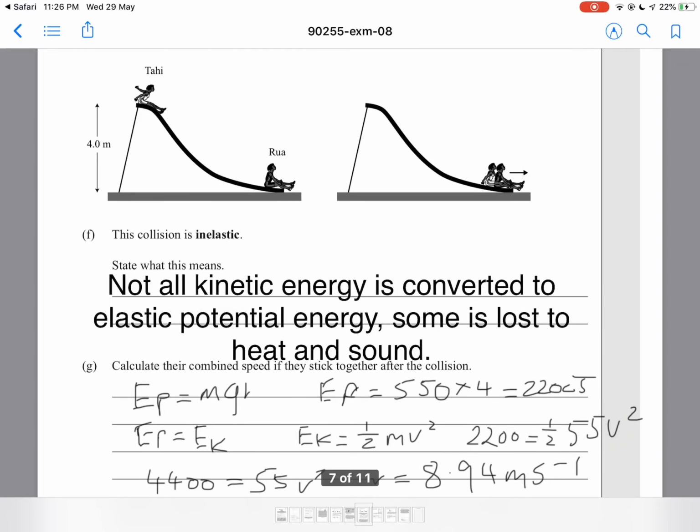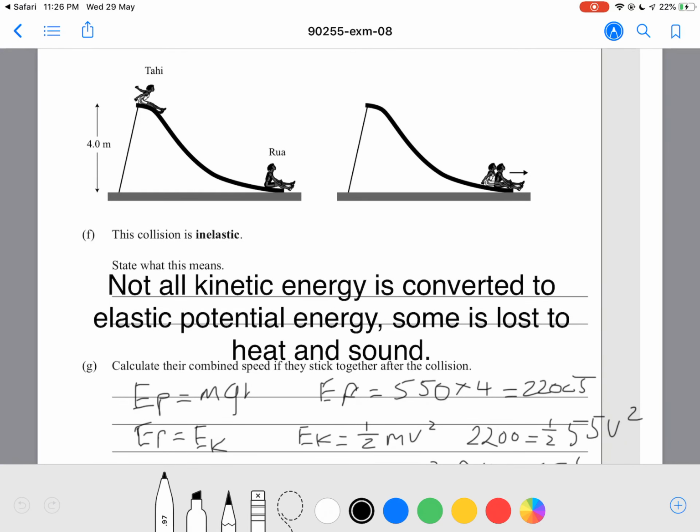Okay, like I was saying with the inelastic collision, the collision is inelastic. So what does that mean? It means not all kinetic energy is converted into elastic potential energy. Some is lost to heat and sound. An elastic collision is when all of the EK is converted into elastic potential energy.